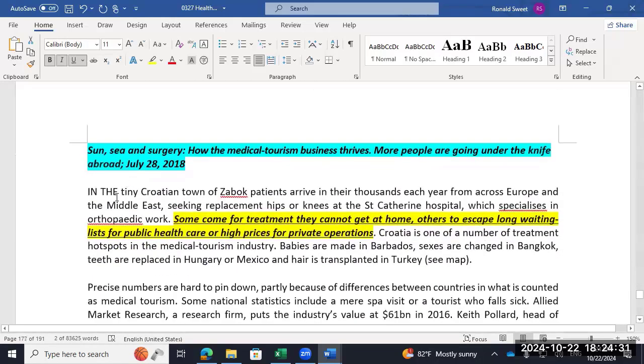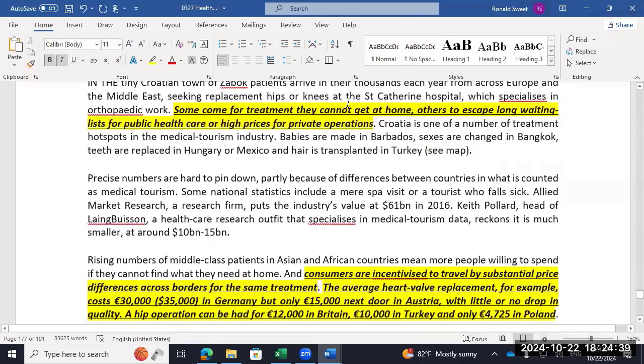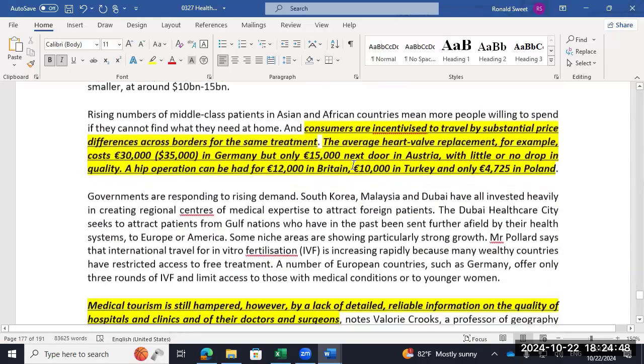All right, we're almost to the end here. Another medical tourism one. This is a few years old. Some come for treatment they cannot get at home. Others to escape long waiting lists for public health care or high prices for private operations. Consumers are incentivized to travel by substantial price discounts across the borders.